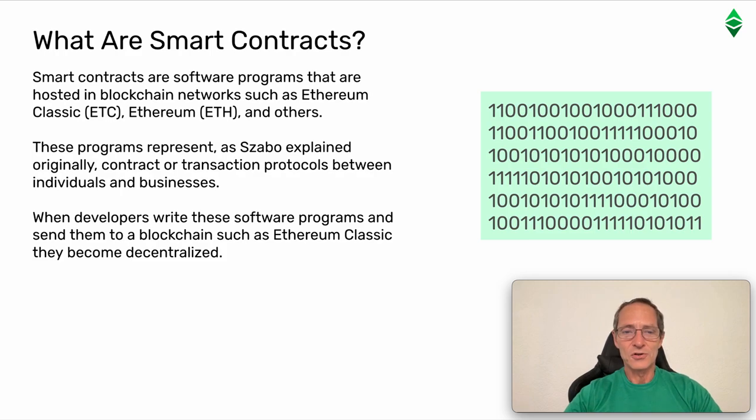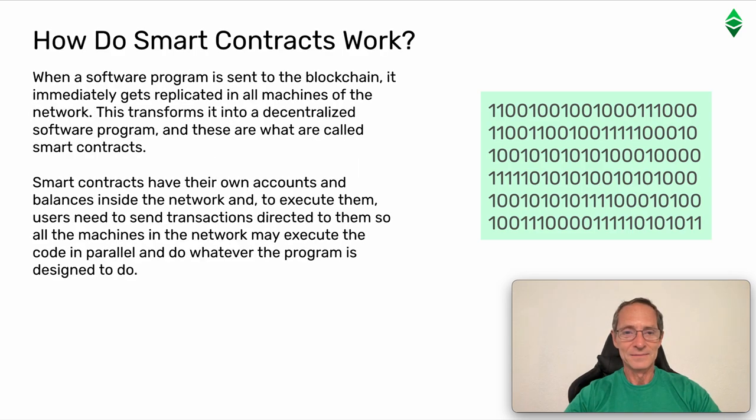What are smart contracts? Smart contracts are software programs that are hosted in blockchain networks such as Ethereum Classic (ETC), Ethereum (ETH), and others. These programs represent, as Szabo explained originally, contract or transaction protocols between individuals and businesses. When developers write these software programs and send them to a blockchain such as Ethereum Classic, they become decentralized.